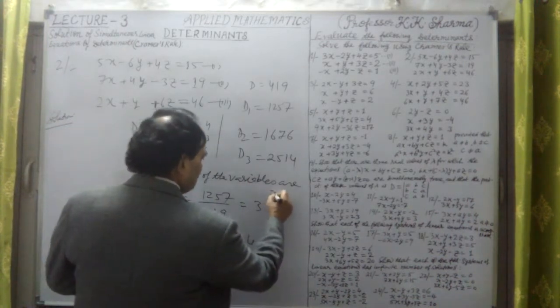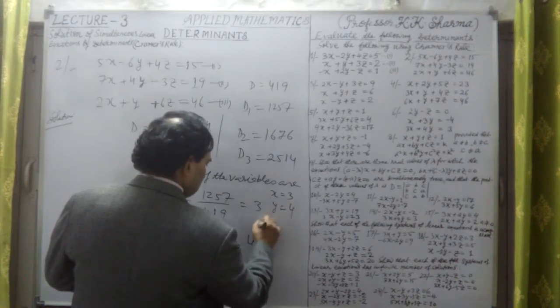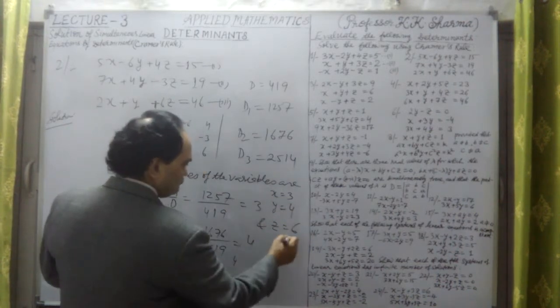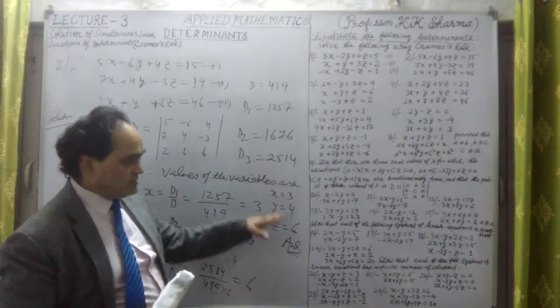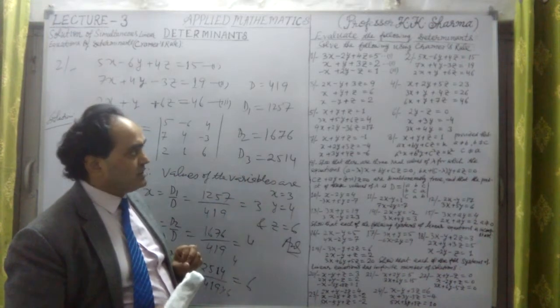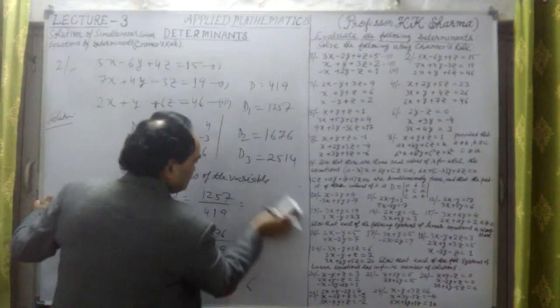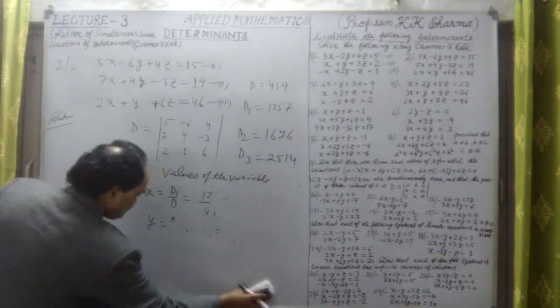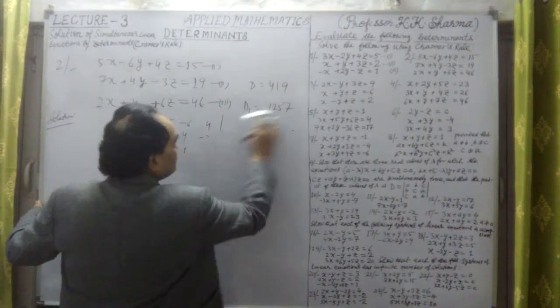So x equal to 3, y equal to 4, and z equal to 6. Belong to C. Okay, so value of x, y, z are there coming in integers form of the way. This is exactly answer here. Okay, this is question number 2. Let us take question number 3. What does question number 3 say? Let me check it.